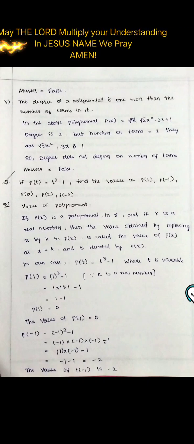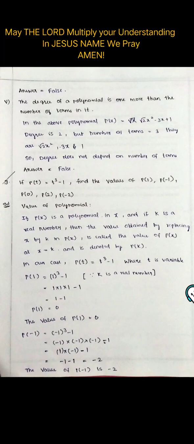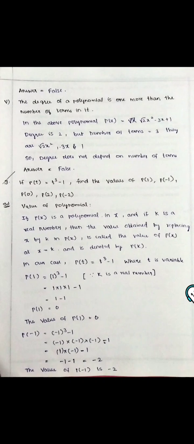So if we check here, p of 1 is equal to 1 cube minus 1, where k is a real number. 1 cube we can write as 1 into 1 into 1, minus 1. 1 into 1 into 1 is 1, minus 1. What do we get? 0. The value of p of 1 will be 0.